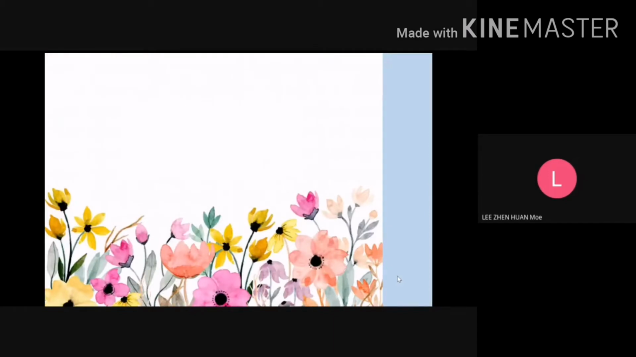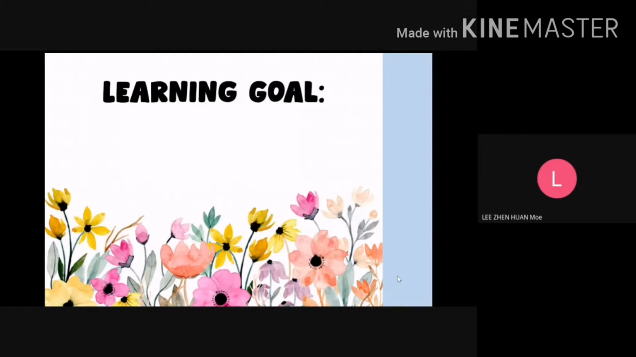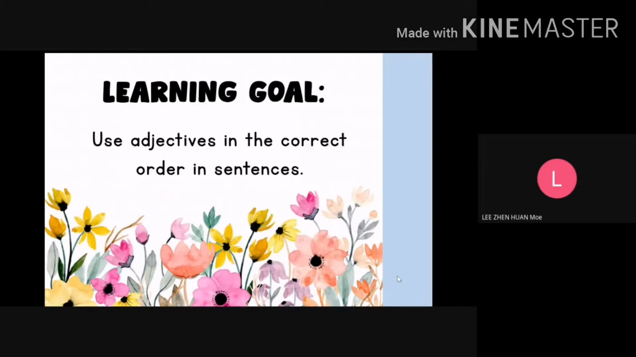Okay, before we start our lesson, now we are going to look into what is the learning goal that we have to achieve by the end of the lesson. The learning goal of the lesson is to use adjectives in the correct order in sentences.